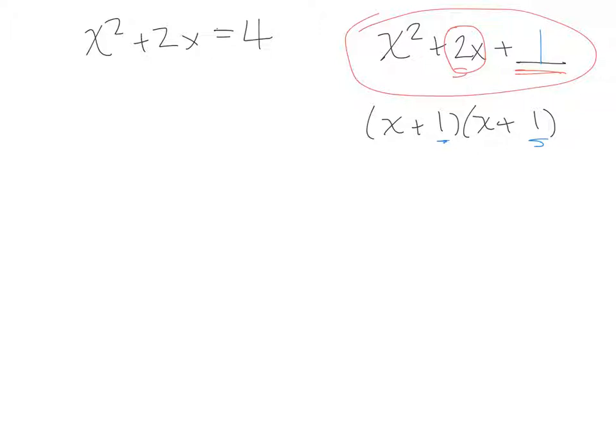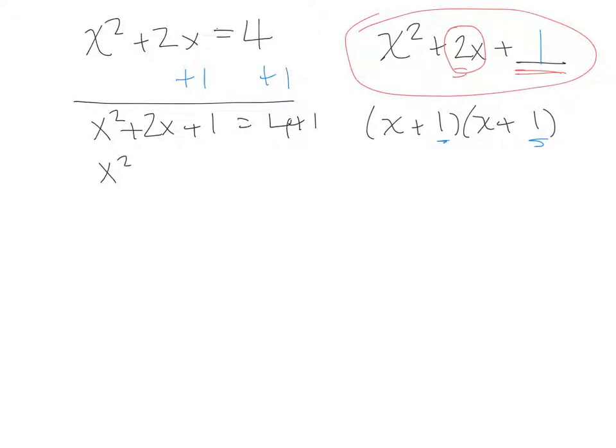So if we add 1 to each side here, we have created a perfect square trinomial on the left side, taking advantage of looking at our patterns. And that means our right side has increased by 1 as well. So what we have is x squared plus 2x plus 1 equals 5, since we've added 1 to each side.